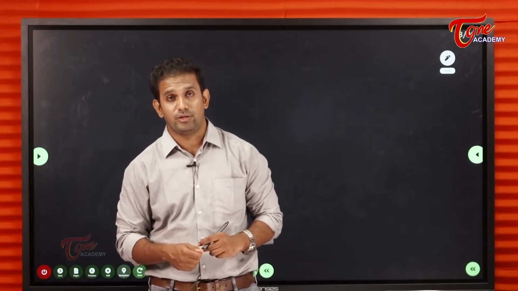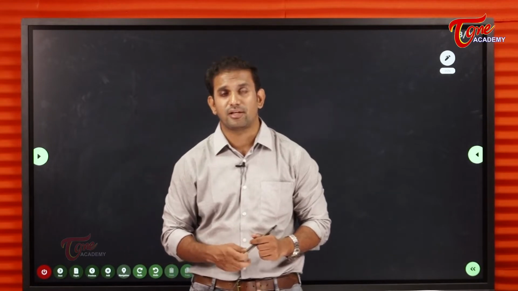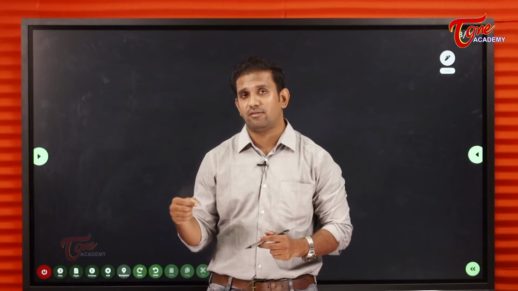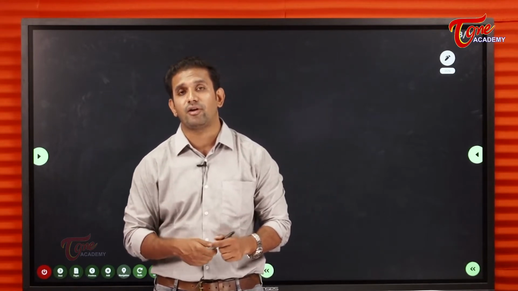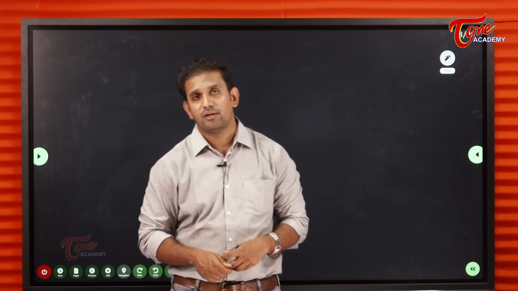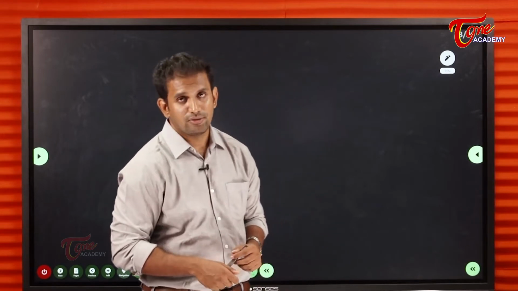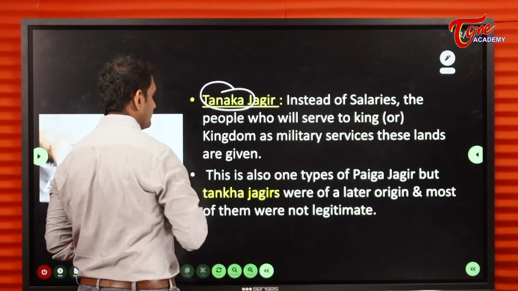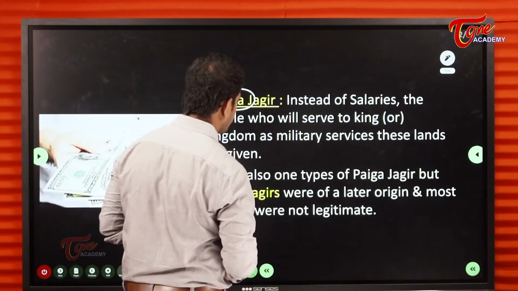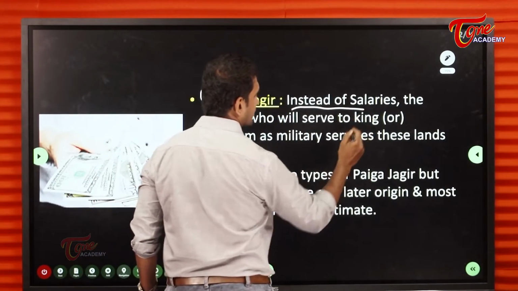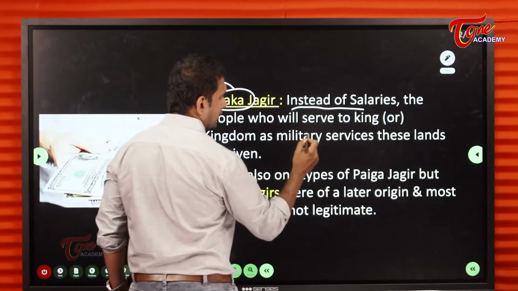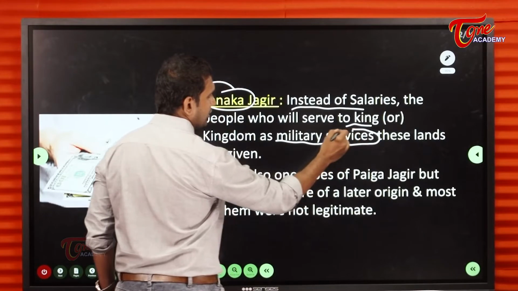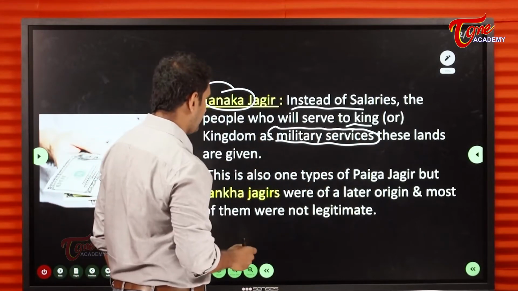Tankha is an Urdu word. Tankha means salaries. So the Jagirs which are given instead of salaries to the government officials of the Nizam are called Tankha Jagirs. Given by the king, especially for military services. Only for those who are in the military, it will be given.